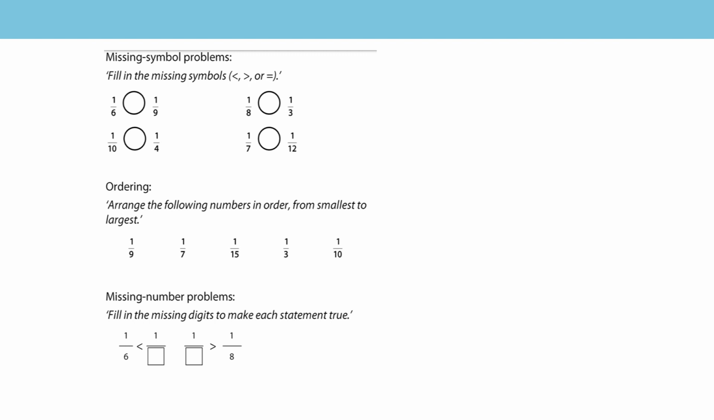For the second part, you're asked to order a set of fractions from smallest to largest. Again, you may want to draw a number line to support your developing understanding. Always remember our generalisation. The larger the denominator, the smaller the fraction. The ones with the largest denominator will sit closer to 0. And in the last one, you're asked to fill in a missing number. So you're asked to fill in the missing digits to make each statement true. Have a go.